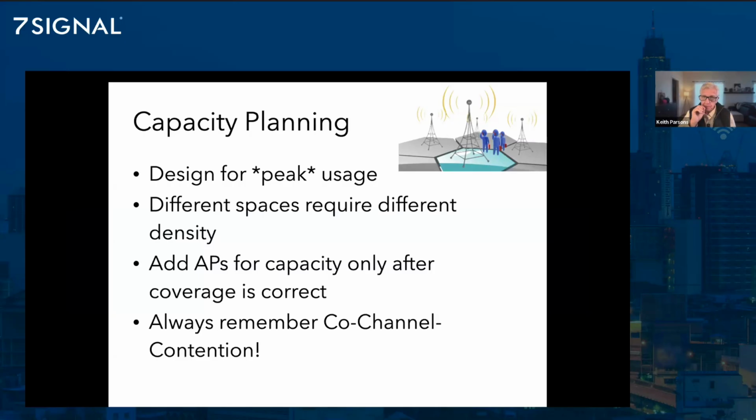And first, design for coverage. After you've designed for coverage, come back in and see what you need to add to give you the capacity you need. And as you're adding, be very careful that you're not adding too much that's going to add to co-channel contention, because two APs on the same channel have the capacity of one. So just adding another AP doesn't add capacity by itself.